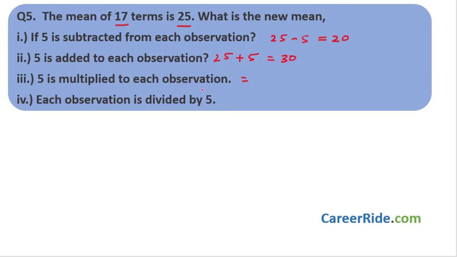5 is multiplied to each of the observations. What happens? 25 was the original mean. I multiplied 5 to each observation, so I'll multiply 5 to the mean also, right? So this gives me 125.